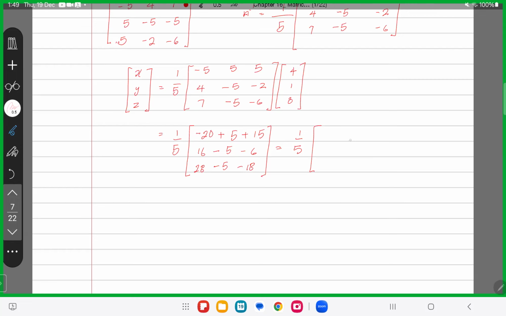Up top, this is 0. Here is 5. Which 5? Yes. This is 10, and here is 5. So X, Y, Z would be equal to 0, 1, 1. Therefore, X is 0, Y is 1, and Z is equal to 1.